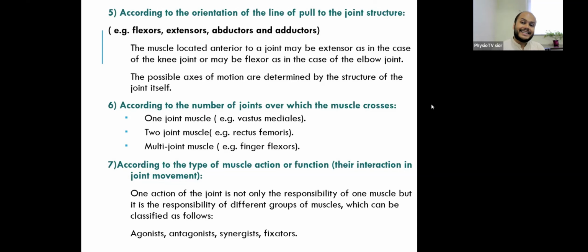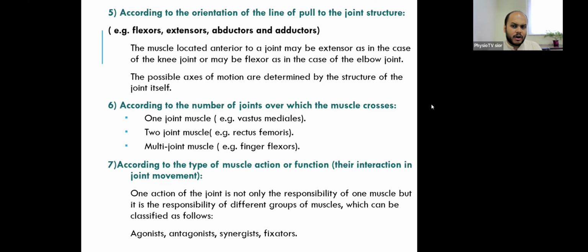So if I'm causing the exactly opposite action, say I'm causing an elbow extension, at that time my antagonist is going to be my biceps brachii, whereas my agonist is going to be my triceps brachii. So that's how the role of the muscles changes.